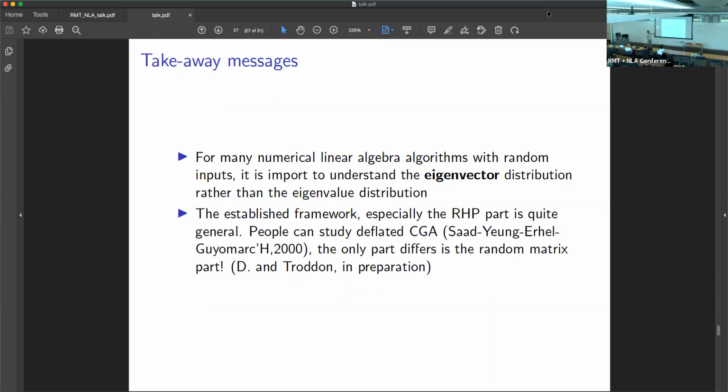You can see this is general. Even though these two components are connected, they are also relatively separated. So you can try to reduce the problem. Once you have a nice random matrix model, then you can just work with this approach.